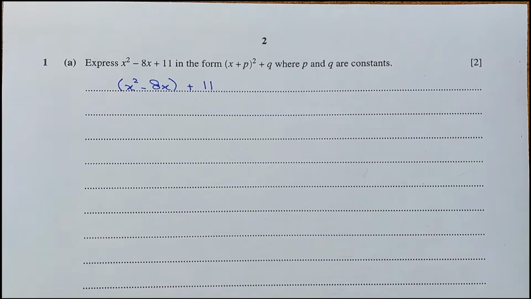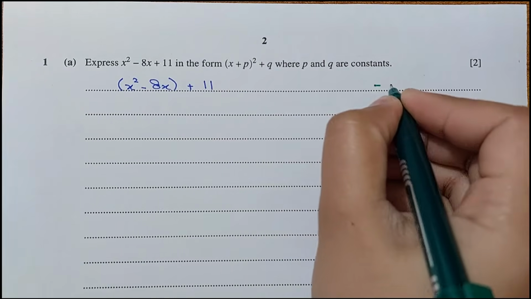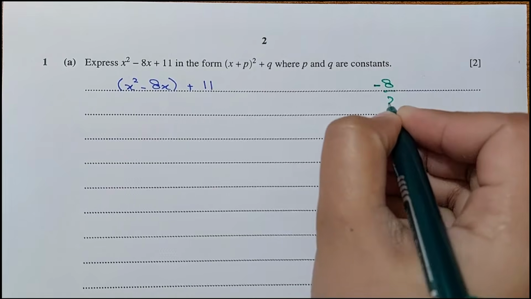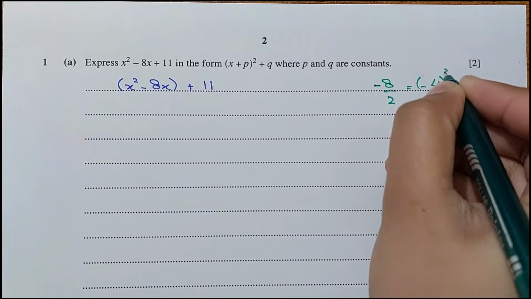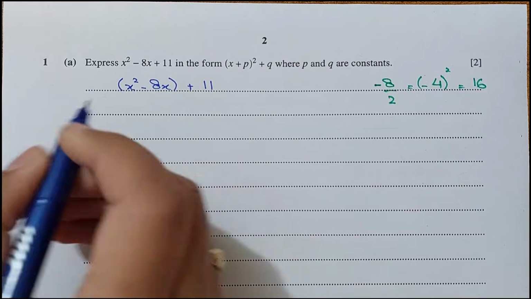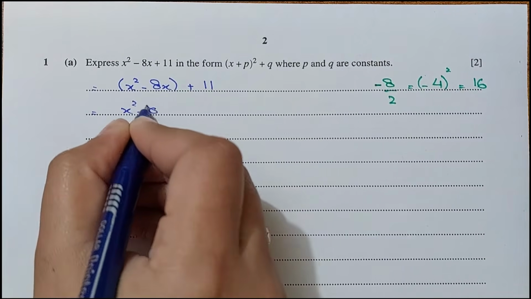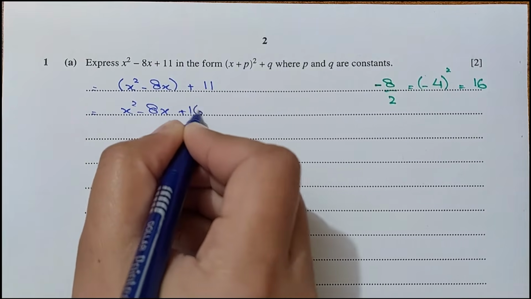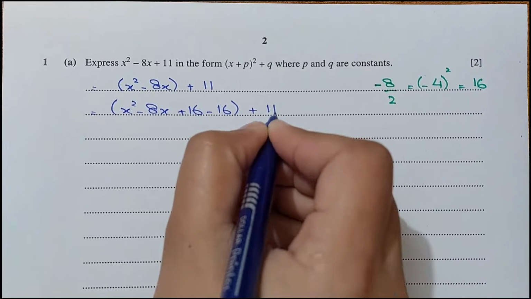Now in the next step, we need to take the coefficient of x, that is negative 8, divided by 2, which equals minus 4, and take its whole square, which equals 16. So we have to add and subtract 16 inside the bracket: x squared minus 8x plus 16 minus 16, and plus 11 is outside.